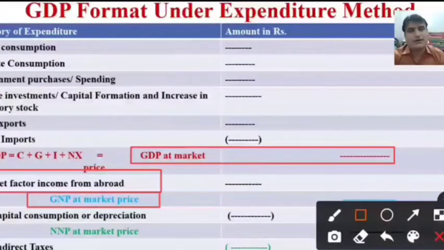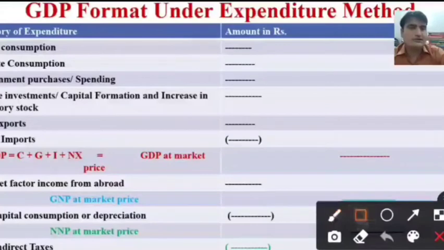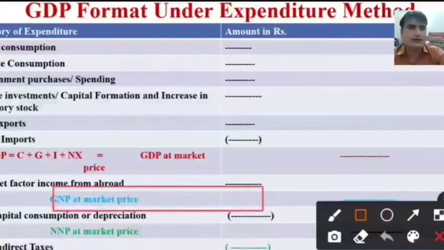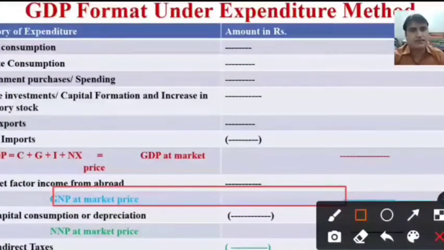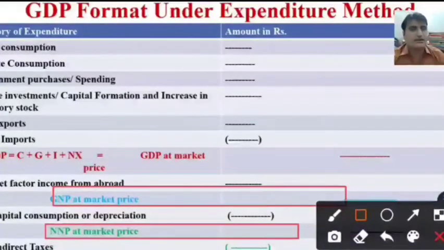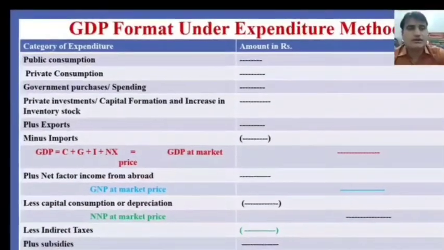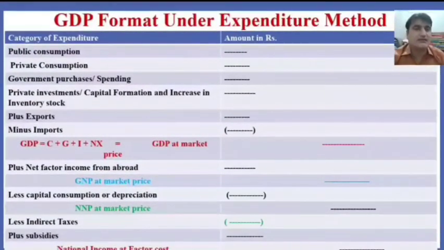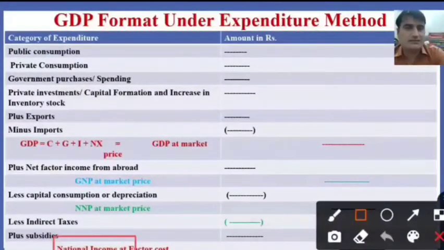NNP at market price can be calculated from GNP at market price. How? First calculate the GNP at market price, then subtract capital consumption or depreciation. Then we shall reach the NNP at market price. After calculating the net national product at market price, now we are going to calculate the national income at factor cost. This is the national income at factor cost.